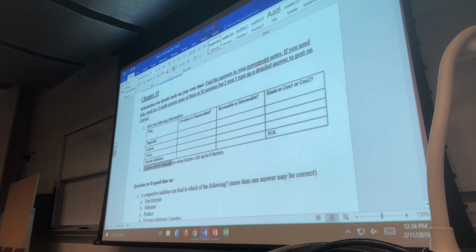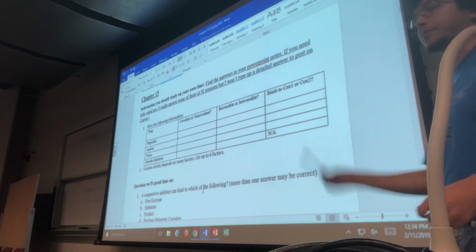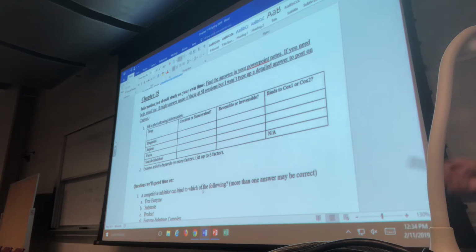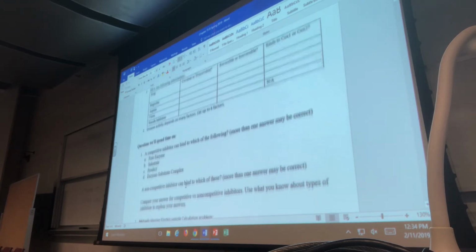Same thing here. Enzyme activity depends on many factors. There's two I think we talked about: temperature, and maybe we didn't talk about pH, but those affect enzyme activity. There's others in chapter 15 that you're just going to have to memorize. So I'll leave that up to you guys. And if you don't find it, you can send me an email, but I'm going to leave that to you guys.